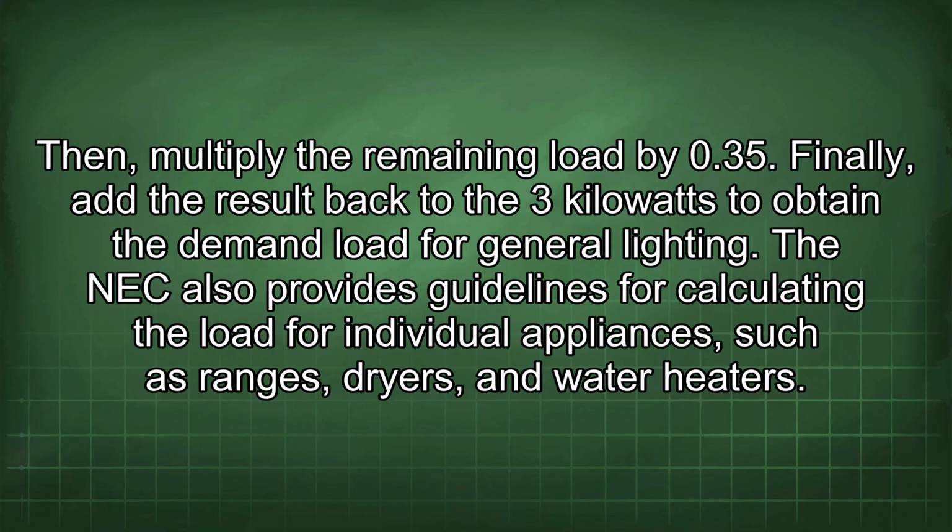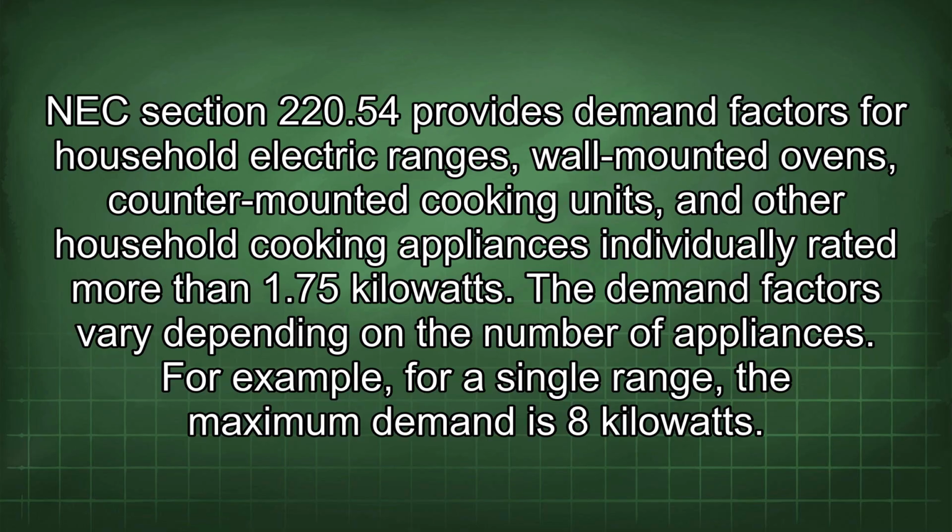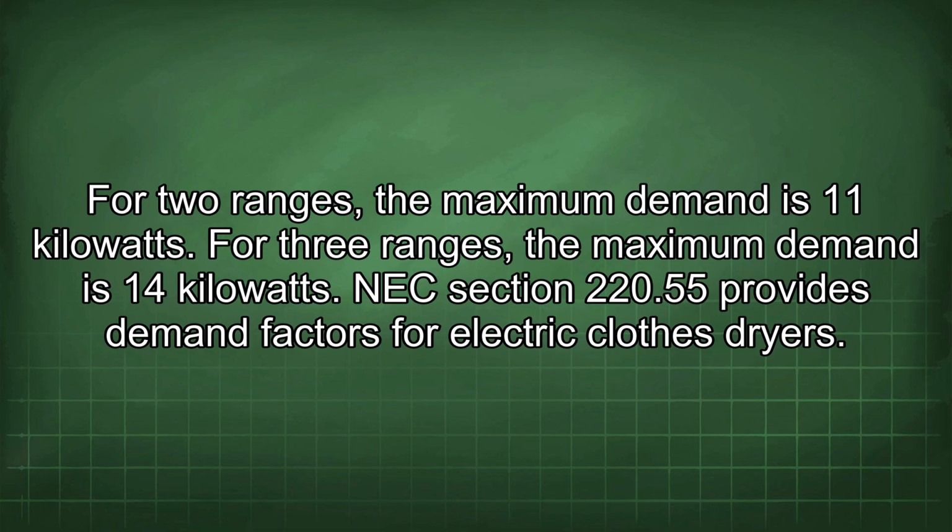The NEC also provides guidelines for calculating the load for individual appliances, such as ranges, dryers, and water heaters. NEC section 220.54 provides demand factors for household electric ranges, wall-mounted ovens, counter-mounted cooking units, and other household cooking appliances individually rated more than 1.75 kilowatts. The demand factors vary depending on the number of appliances. For example, for a single range, the maximum demand is 8 kilowatts. For 2 ranges, the maximum demand is 11 kilowatts. For 3 ranges, the maximum demand is 14 kilowatts.